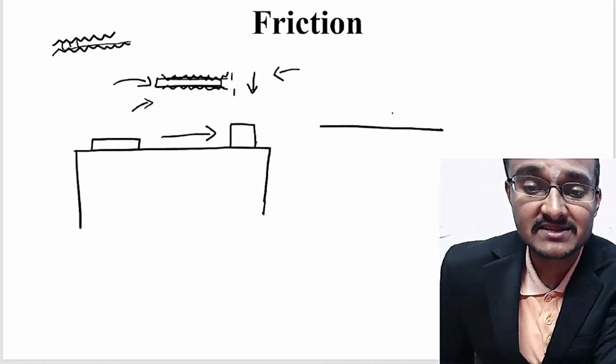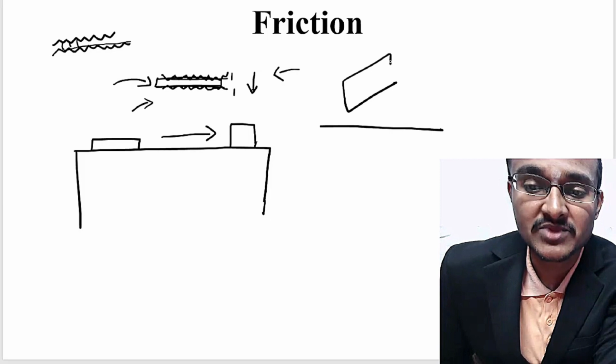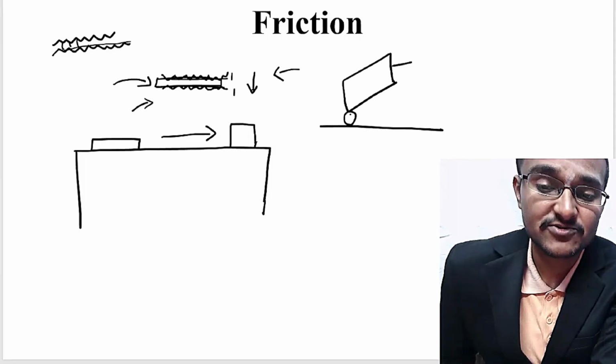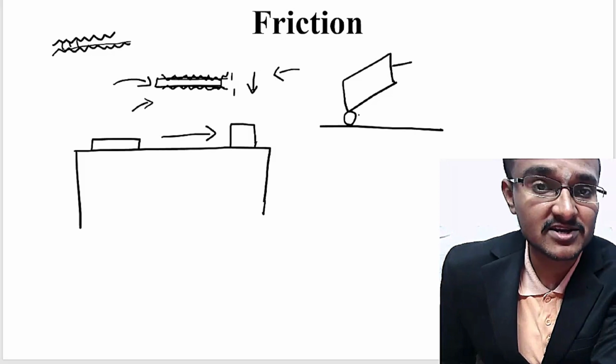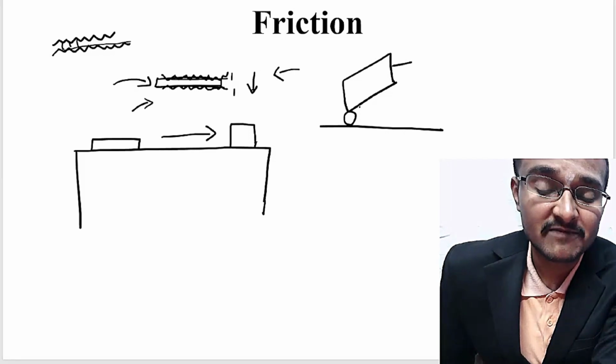You might have seen that for a heavy suitcase there are wheels provided at the bottom so that you can easily move the heavy suitcase on the road. Because when you provide a wheel for a luggage, the wheel reduces the frictional force which might have developed between the suitcase and the land.